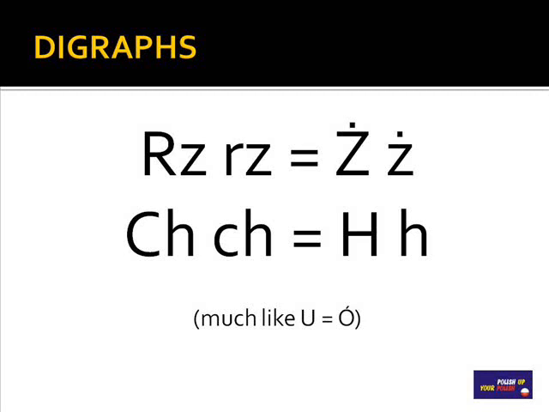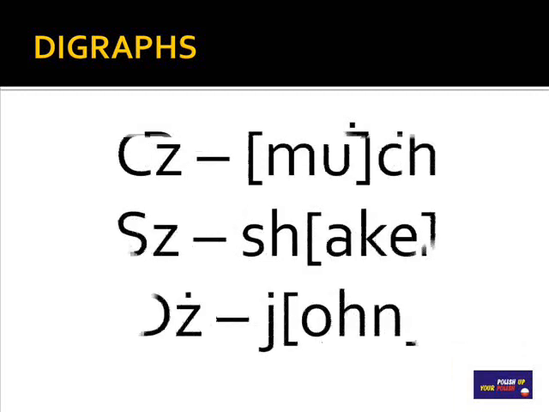But C and H in this example here always stands for letter H in Polish. All right, so those are 2 of our 7 digraphs. Let's look at another group of digraphs. Here they are. Simple as that.